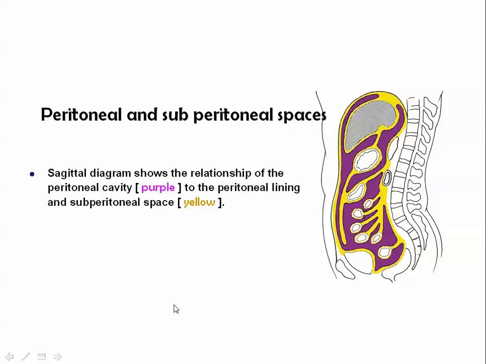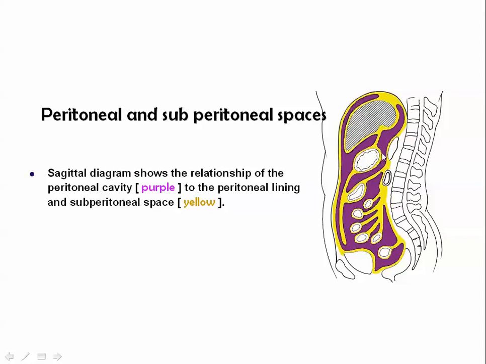This sagittal diagram shows the intraperitoneal structures, and the peritoneal cavity is presented here in purple color, and these are the structures which are lying inside the peritoneal cavity. The retroperitoneal structures are located posteriorly adjacent to the spine, and the space which is colored in yellow is known as the subperitoneal space, which is just some of the reflections of the peritoneal and mesenteric membranes.